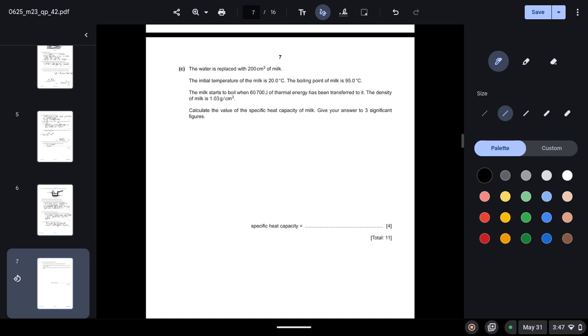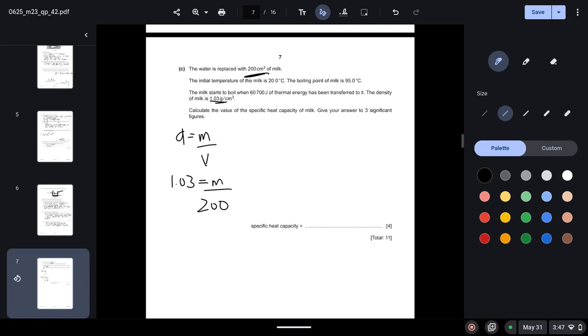Okay, first we have to calculate the mass of the milk that we have. So we can calculate that using the formula density is equal to mass over volume. We are given the density, which is 1.03. We have to calculate the mass, and the volume we are given is 200 centimeter cube. So from here we get the mass as 206.